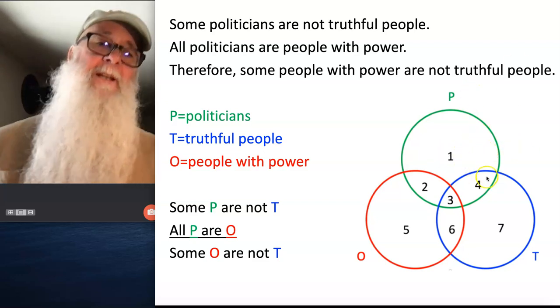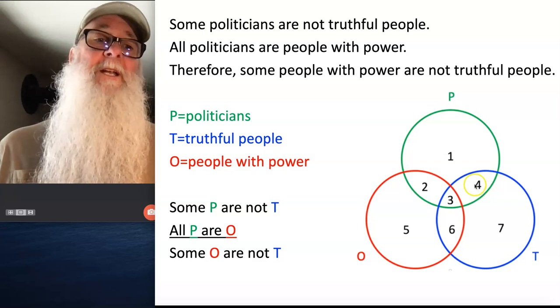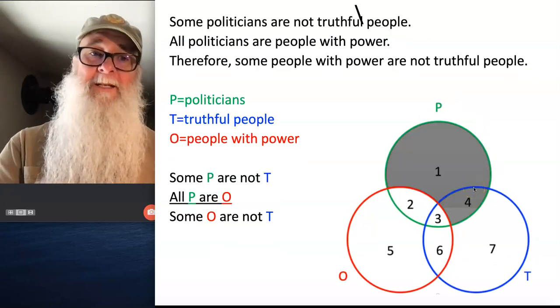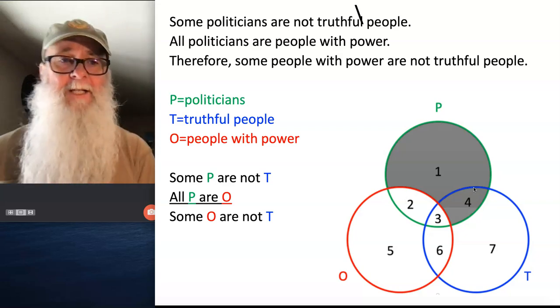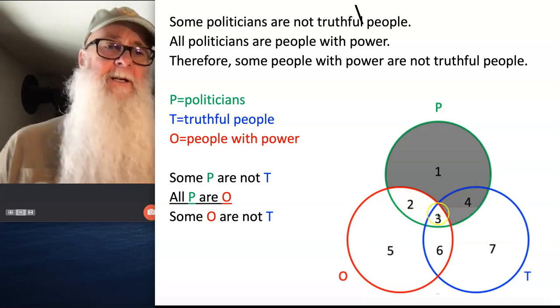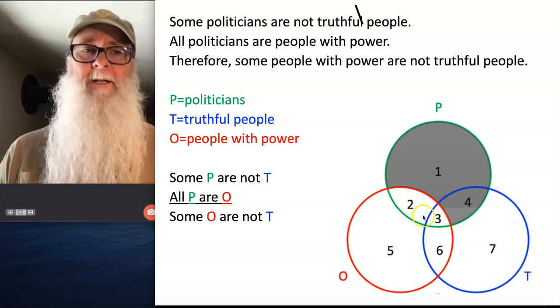So I know I'm going to be shading area 1, but I'm also going to be shading area 4, because anything in area 4 would also be a P that's not an O. So I turn out the lights in areas 1 and 4, and now I can see that all the P's that exist are here in areas 2 and in area 3.